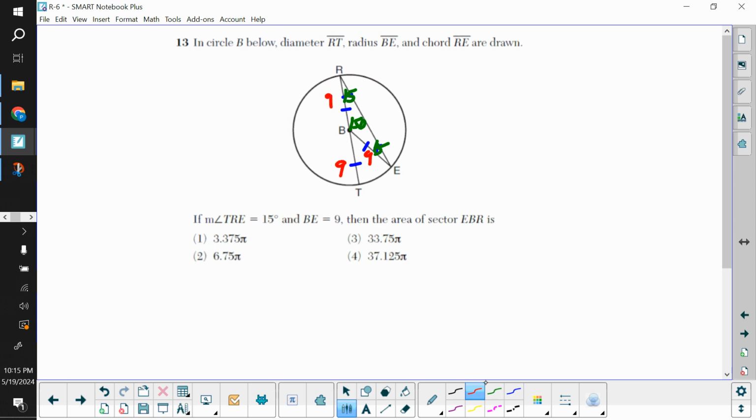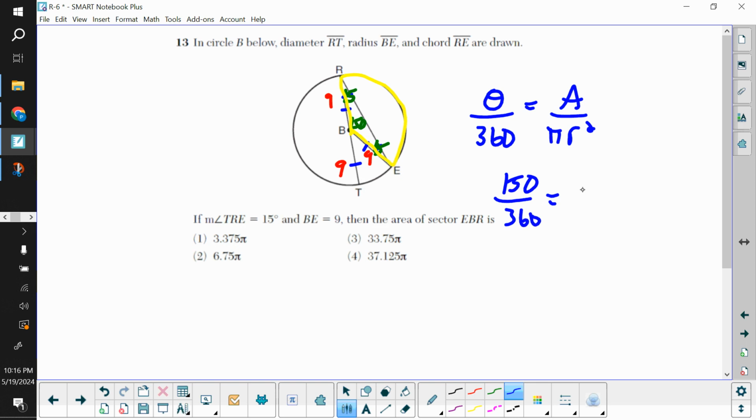And then we want the area of the sector of EBR. So area of a sector is like the area of a slice of pie or a slice of pizza. So we want the area of that sector. From the green packet, we saw our formula is theta over 360, where theta is the central angle, equals the area of the sector over pi r squared. So we did have to make some connections to get to that 150 for the theta. We're looking for the area of the sector, and we'd have pi times 9 squared.